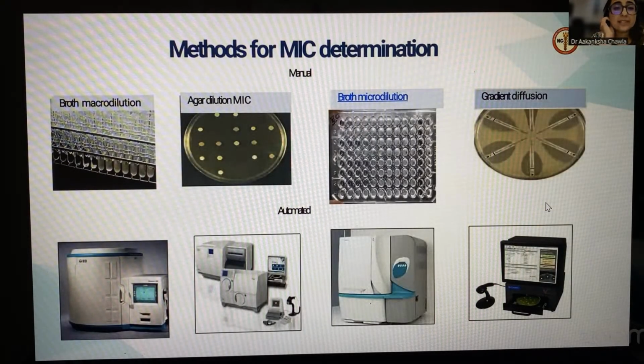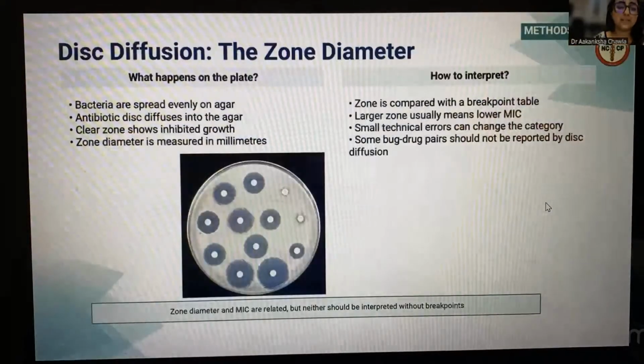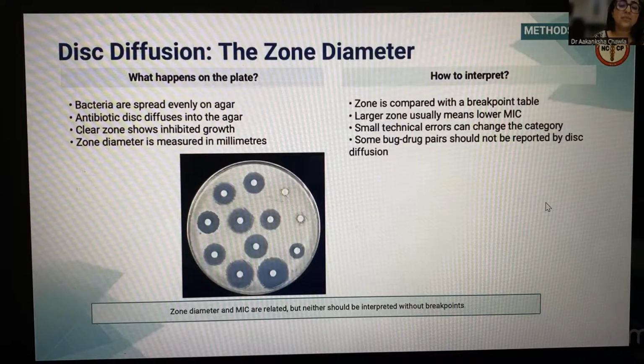So this is basically to show you the methods of MIC determination: the broth macro and micro dilution, agar dilution, gradient diffusion or the E-test, and the various automated machines that are there to detect MIC. So beginning with the disc diffusion method, which basically interprets to the zone diameter and the breakpoint.